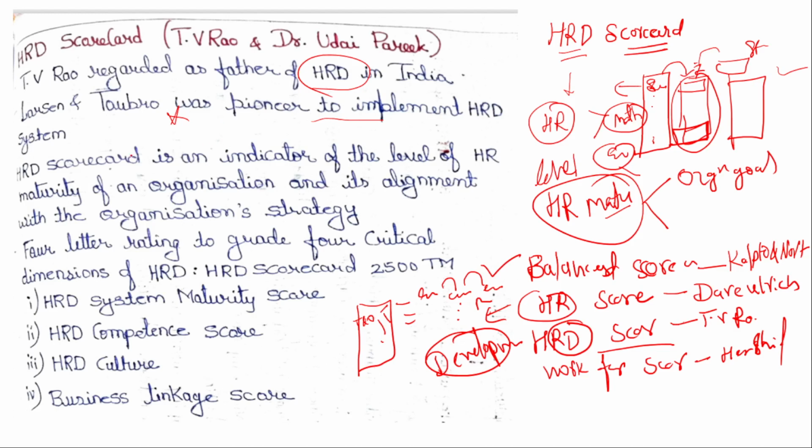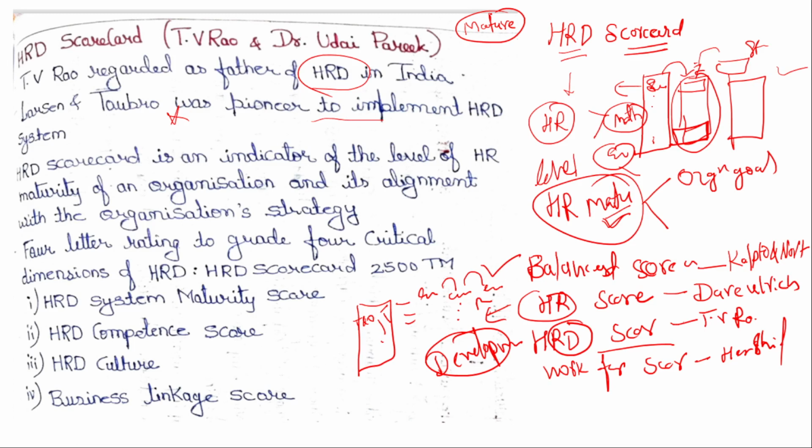So as I explained to you, let's read out the definition. The HRD scorecard is an indicator of the level of HR maturity of an organization and its alignment with the organization's strategy. Here I told you about maturity. Now what do you mean by maturity?